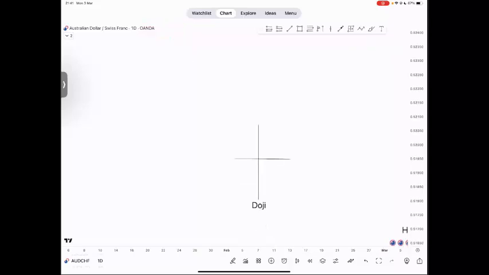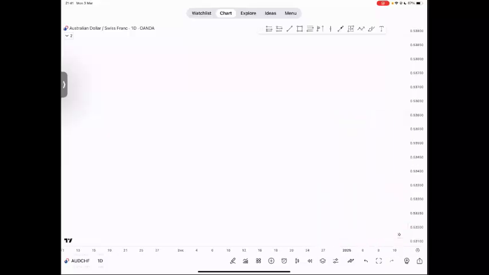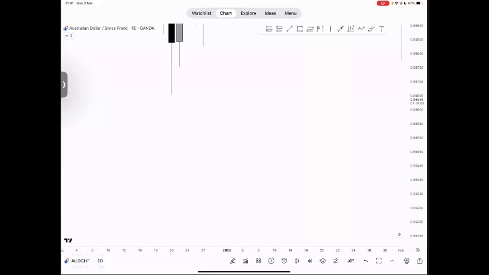More like price was going to the downside and then a doji forms. What are you now expecting? A reversal to the upside. Or price was creating highs, moving to the upside, and then a doji forms. What happened? It starts going to the downside. You understand? It's more like a reversal candlestick. Let me check the chart to see if I can show you guys an example of when it played out.